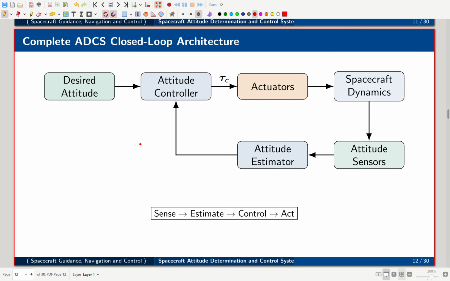So compare the ADCS closed loop architecture: the desired attitude, the controller we put here, and finally the actuators and spacecraft dynamics, and these are the attitude sensors, right? And then we go for the estimation algorithms, and then the attitude controller. So sense, then estimate, then controller, then actuator.